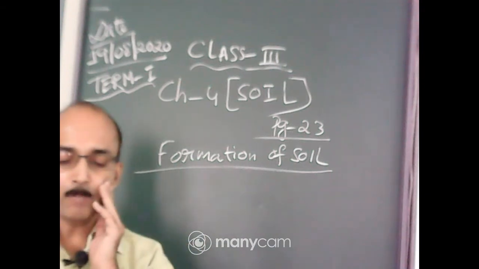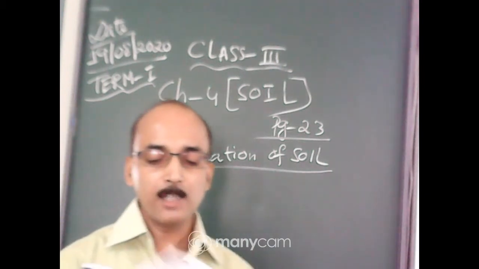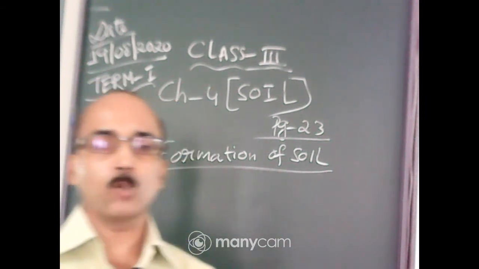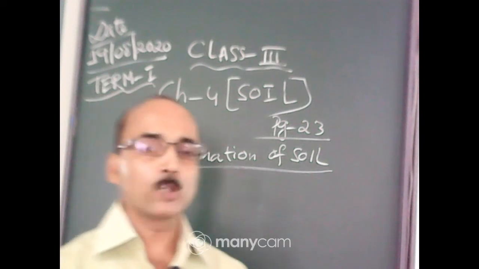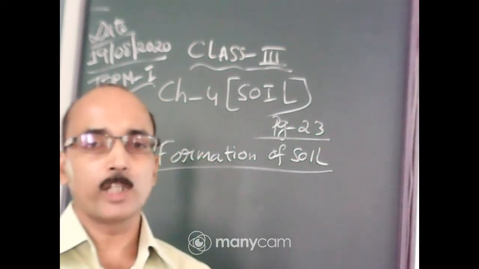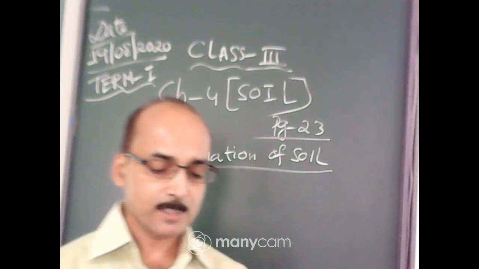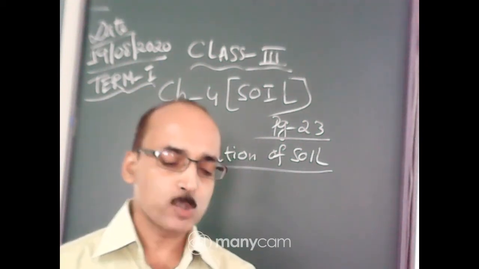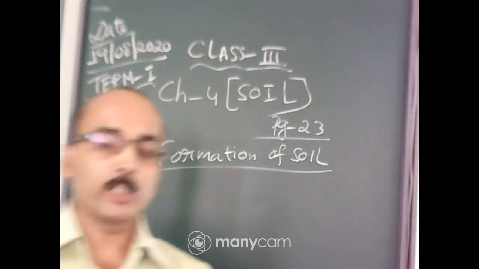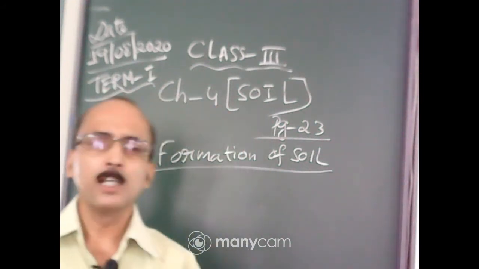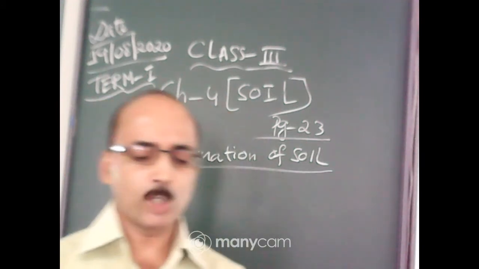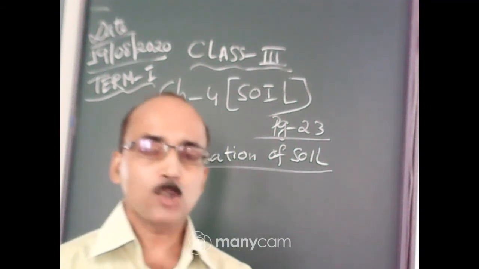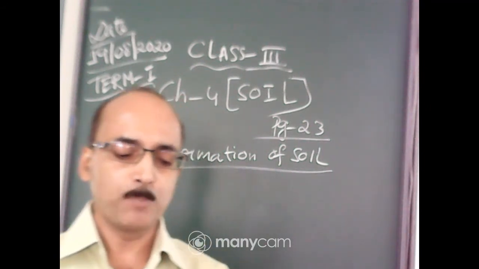Point number 2, rocks are heated by the sun and cooled by the cold weather. So these rocks are continuously heated up by the sun and cooled by the cold weather. This continuous heating and cooling causes the rocks to crack and break into small pieces. This continuous heating and cooling, the heating of the rocks by the sun and cooling by the cold weather, causes the rocks to crack and break into small pieces.